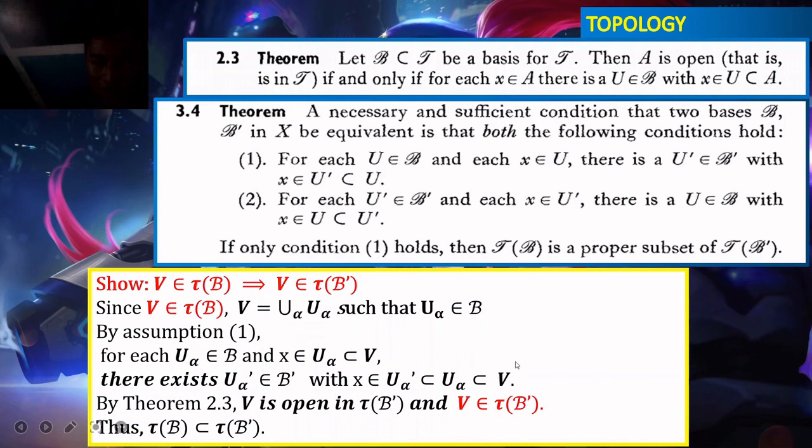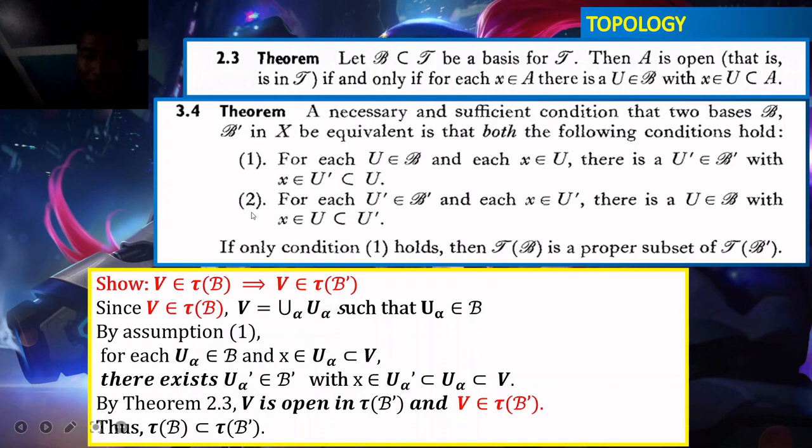Now class, we apply theorem 2.3. Since U alpha prime is in script B prime, V is open in tau script B prime. And if V is open in tau script B prime and you are an element of V, then you are an element of tau script B prime. Therefore, tau script B is a subset of tau script B prime. For an arbitrary element of tau script B, it is also an element of tau script B prime.